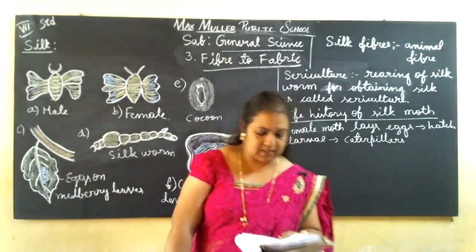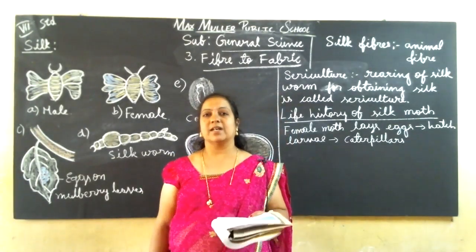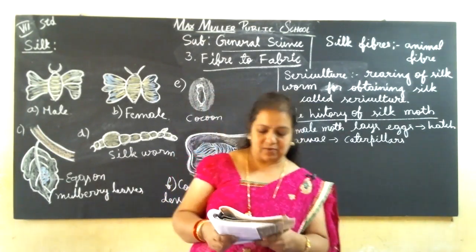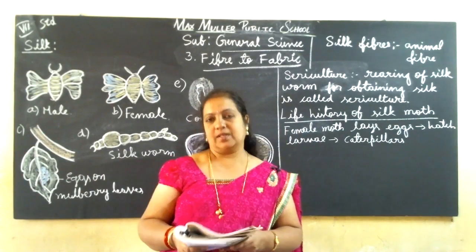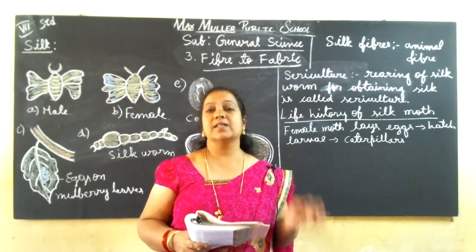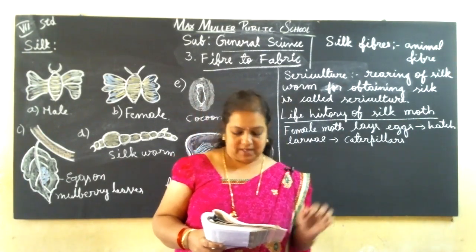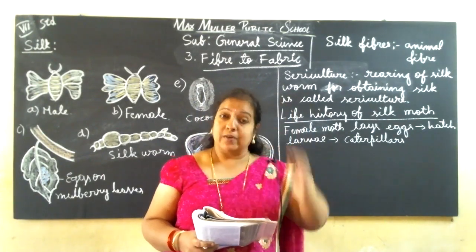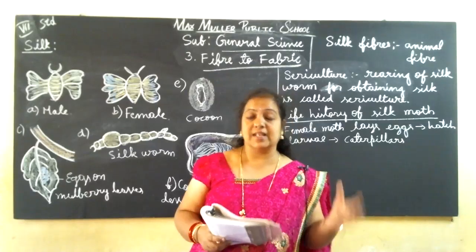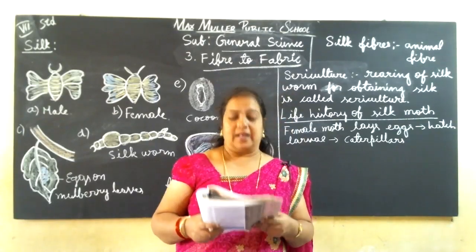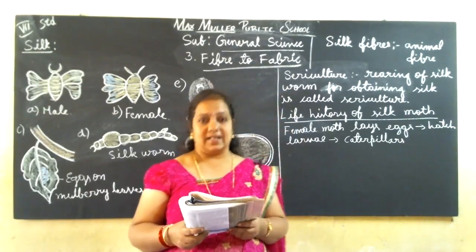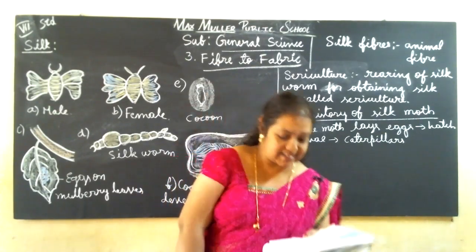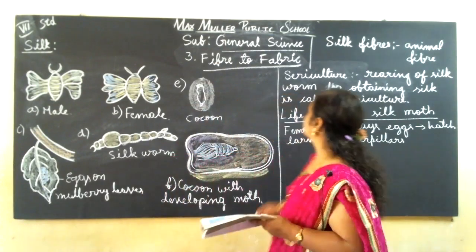The silk is spun by the silkworms only. The silkworms produce the silk thread. Got it? We rear these silkworms for the production of silk thread. That is what we call sericulture. The rearing of silkworms for the production of silk is called sericulture.